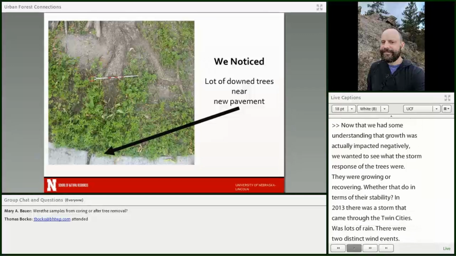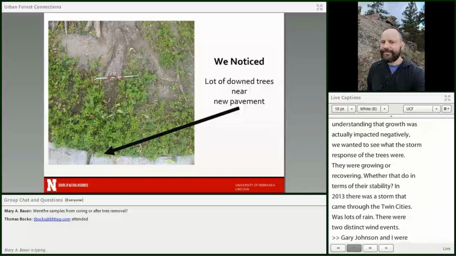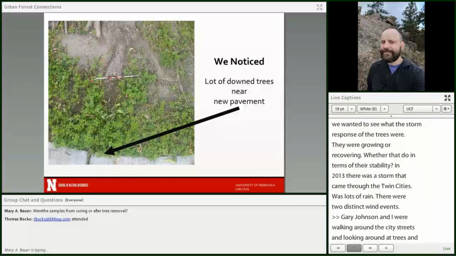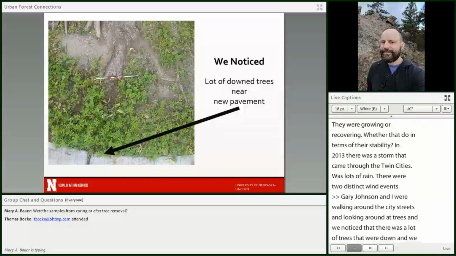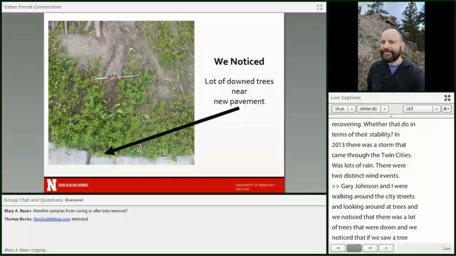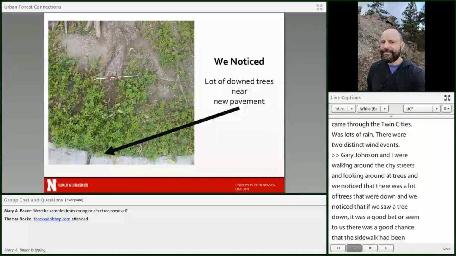Gary Johnson and I were walking around the city streets and looking at trees, and we noticed that there were a lot of trees that were down. We also started to notice that if we saw a tree down, it seemed to us there was a pretty good chance that the sidewalk had some recent construction activity. And by construction activity, I mean replacement, so new sidewalk panels.